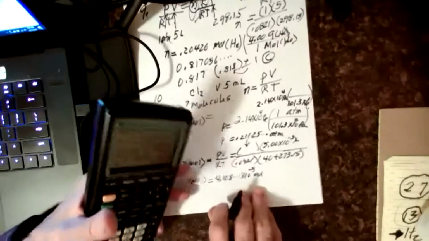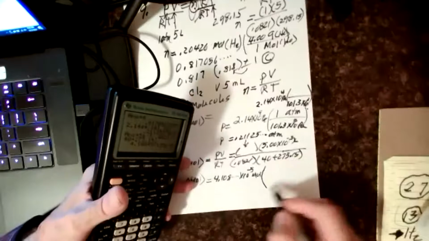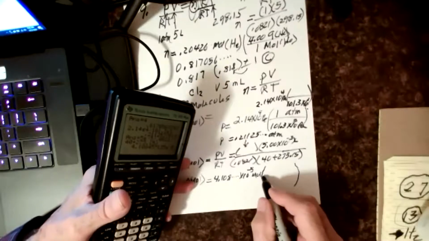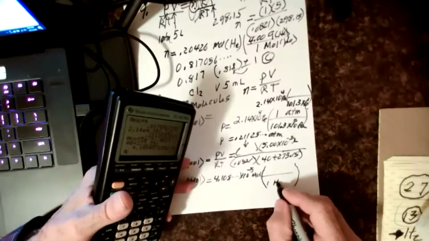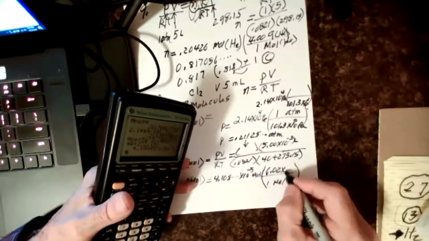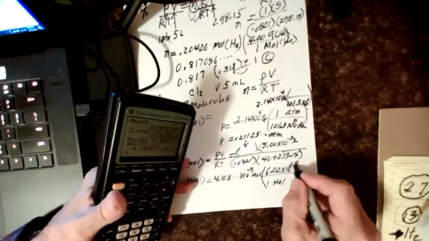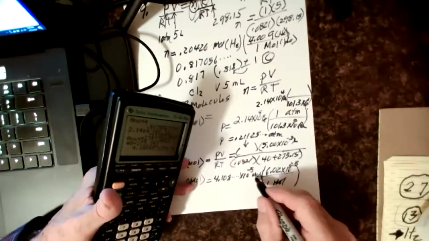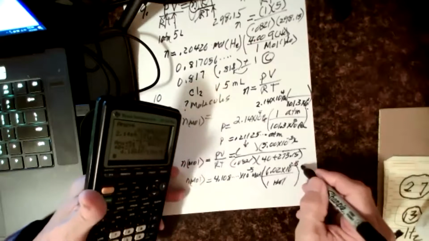Now, we wanted to go from moles to molecules. Well, 1 mole of anything is 6.02 times 10 to the 23rd of those things. So this is now going to be molecules.